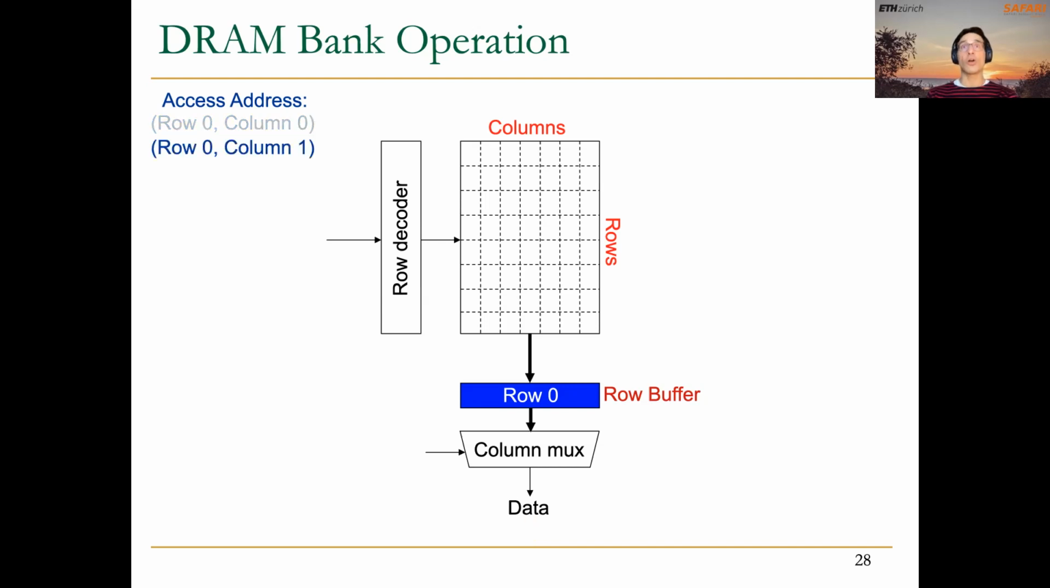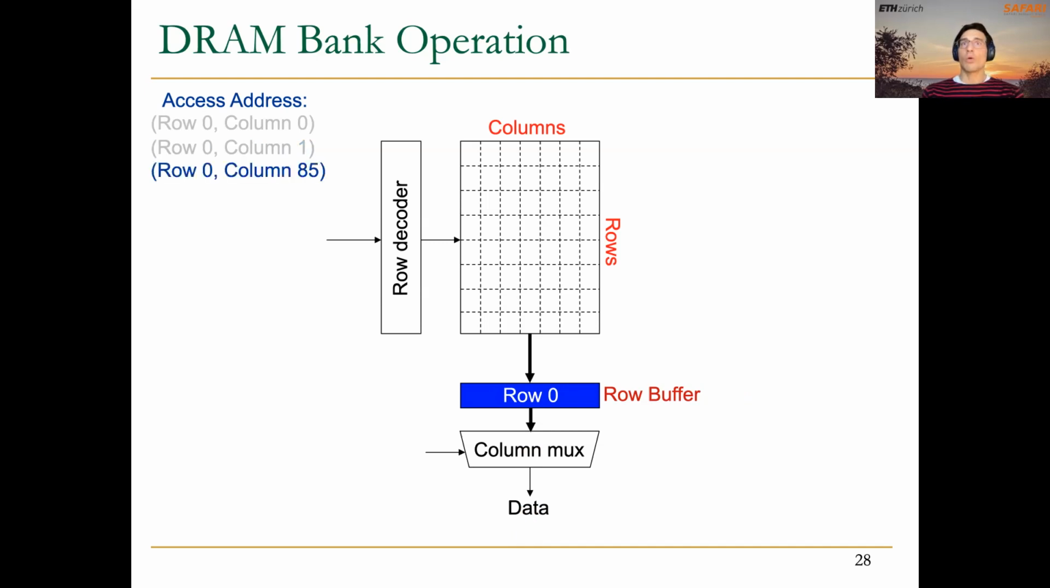Let's assume that our next access is to row 0 and column 1. And now observe that the good thing is that row 0 is already in the row buffer. So we don't have to go again to the row decoder and open a new row. We can directly read this column address 1 from row 0. Because row 0 is already in the row buffer, we have what we call a row buffer hit.